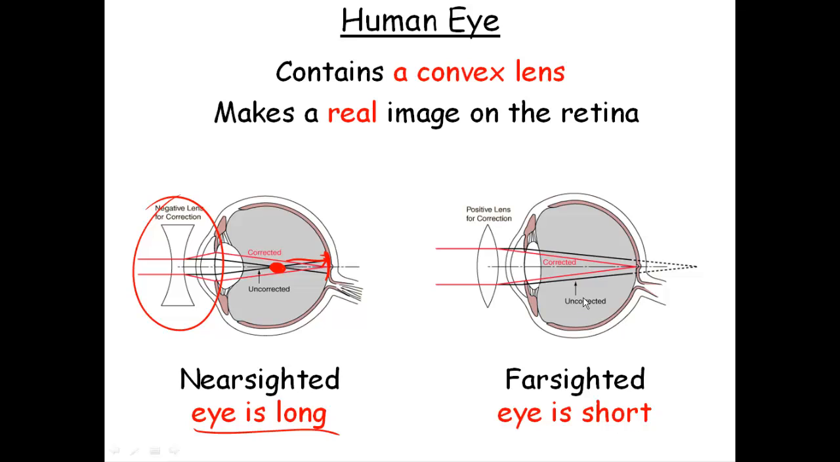Someone who is farsighted, the eye is short, and so the rays tend to focus behind the retina, and so we need to cause those rays to converge together a little bit. And so you use a converging lens or a convex lens.